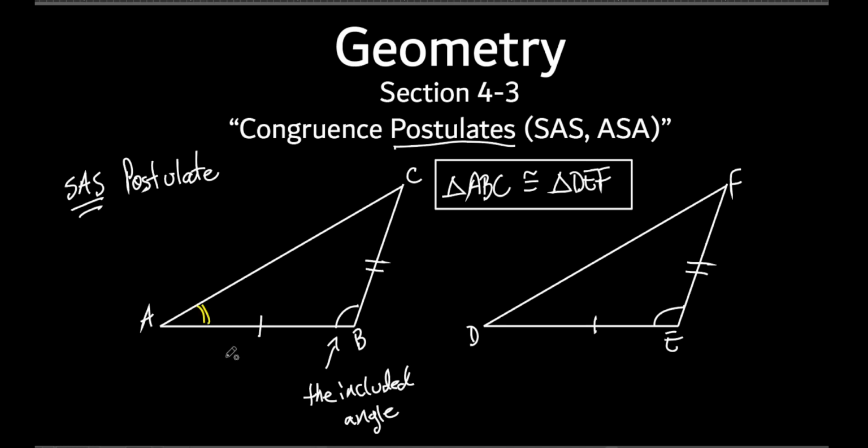I'll put it in a different color, because the stuff that's in white is what they originally told us. The stuff in color that I'm going to put is the stuff that we now know because those triangles are congruent. If those triangles are congruent to each other, then we know all the corresponding parts of congruent triangles are congruent to each other.